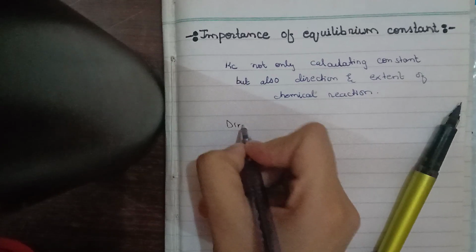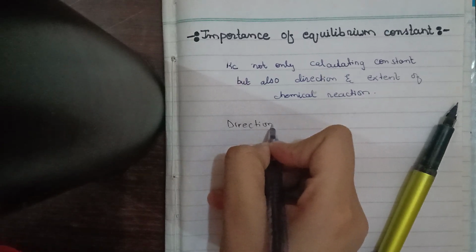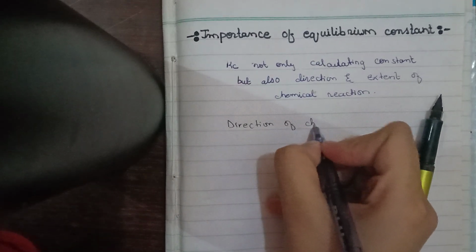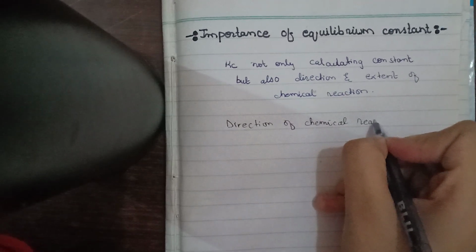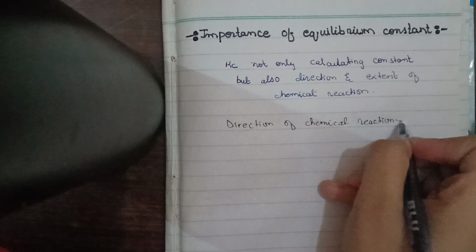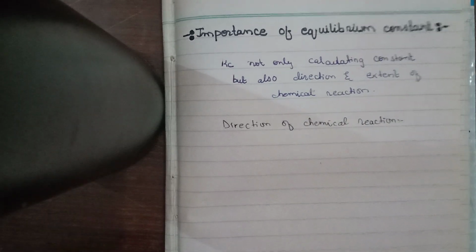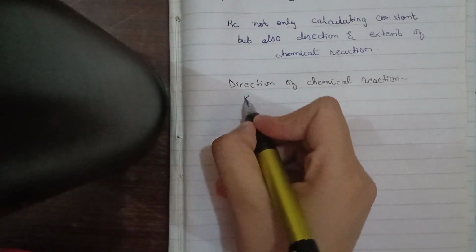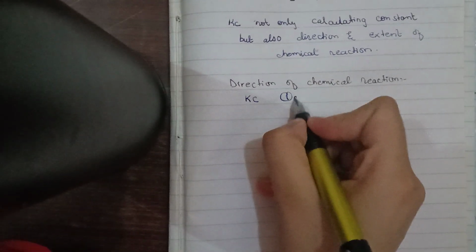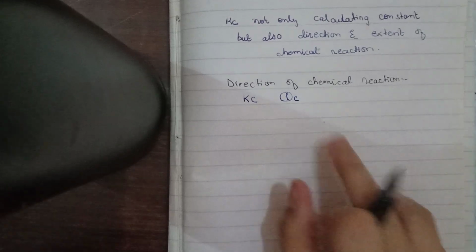Direction of chemical reaction. Alright, so let's see how Kc tells us the direction of the chemical reaction. So first of all, you need to understand Kc, that is the equilibrium constant, and Qc. By comparing these, we will get the direction.